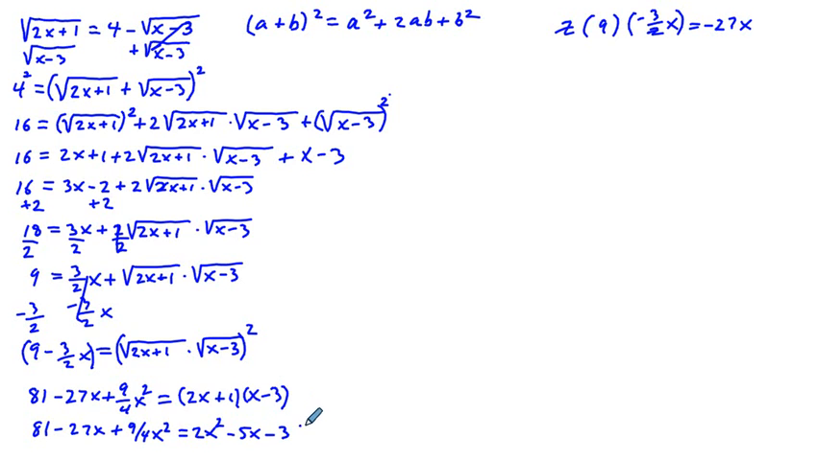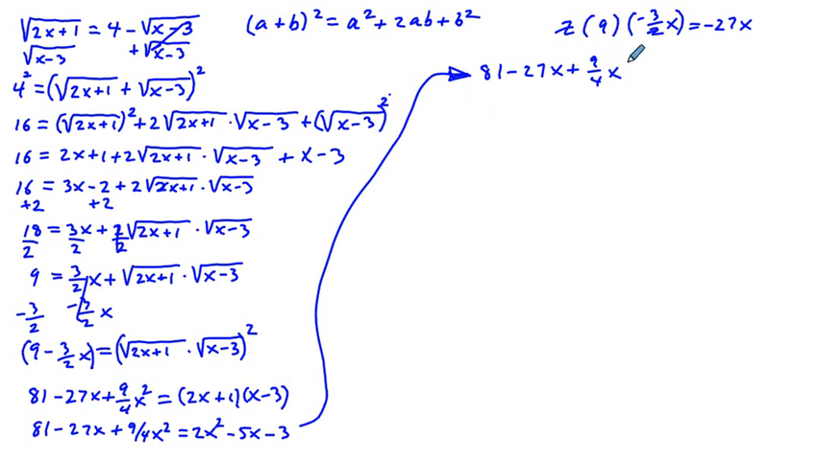And so now I'm going to bring this way up here. I'm drawing this right up here. I'm going to work down from where I've arrowed over, and I'm going to just rewrite this. 81 minus 27x plus 9/4 x squared is going to be equal to 2x squared minus 5x minus 3.